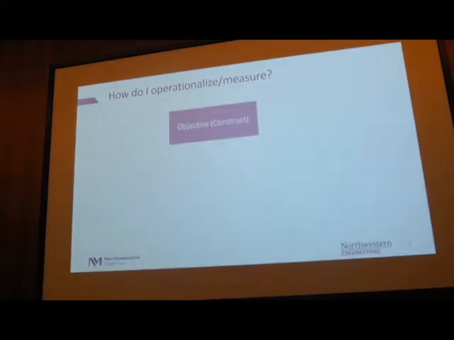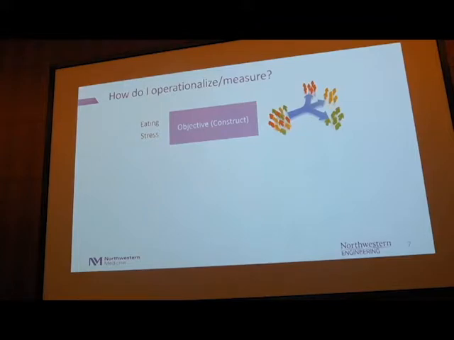All right, and so how do I operationalize the measure? Again, we have this complex construct, an example related to eating or stress. Again, we want to select our population of interest. Now, when we're operationalizing, we tend to be used to these legacy measures of self-report.